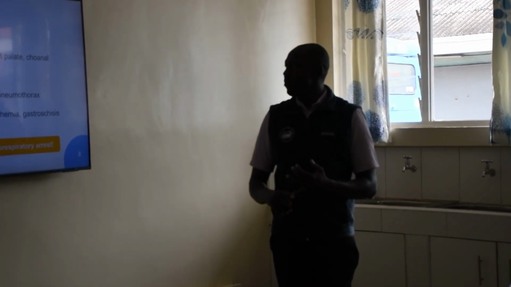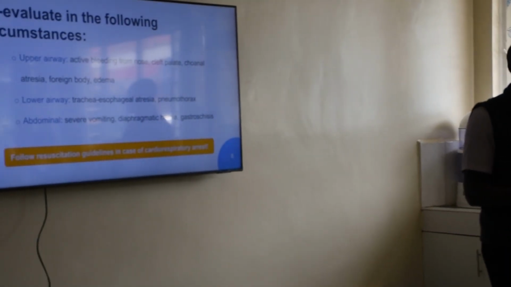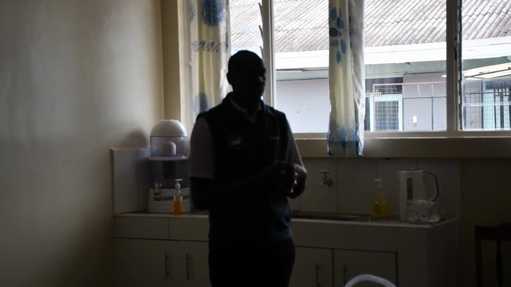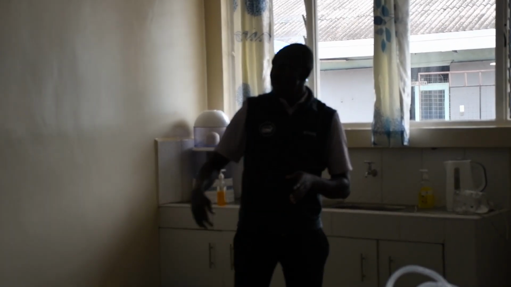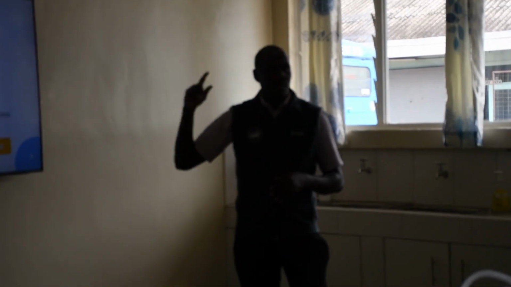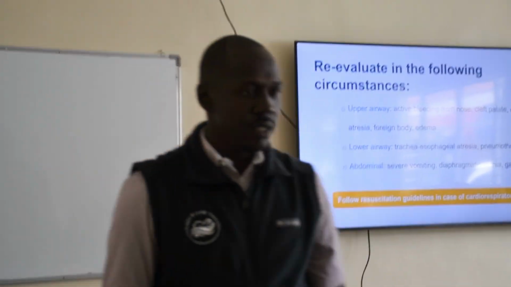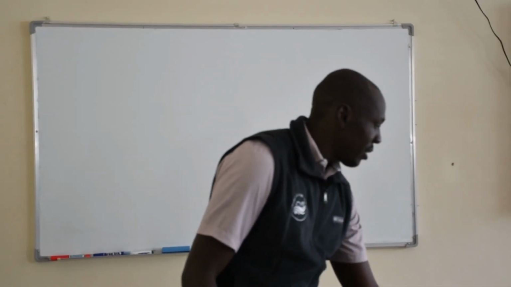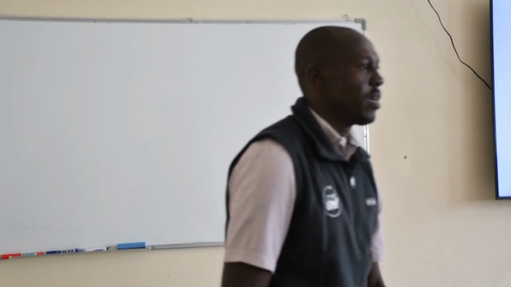Abdominal problems: severe vomiting, diaphragmatic hernia, and gastroschisis. Always follow the guidelines that are available for the use of CPAP in your hospitals. But we recommend that for babies with such conditions, we always evaluate before starting CPAP. So these are some of the contraindications for use of CPAP. Any questions after that? Yes.